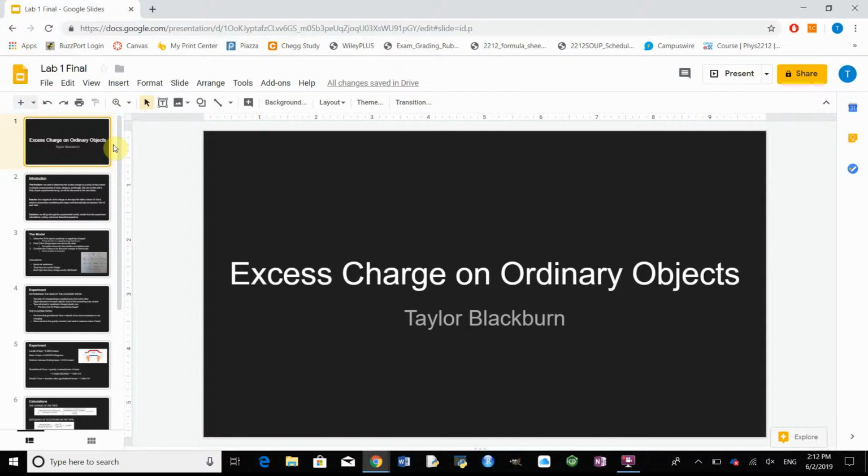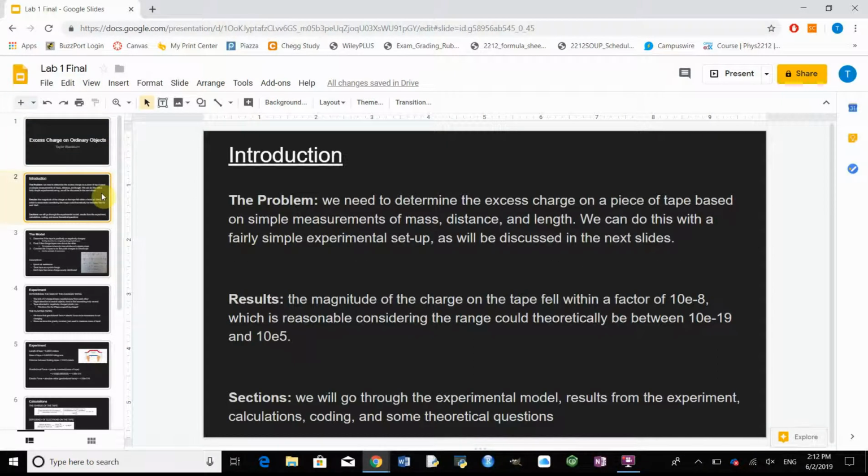This is the excess charge on ordinary objects lab, and the problem we had to solve in this lab is we need to determine the excess charge on a piece of tape based on simple measurements of mass, distance, and length. We can do this with a fairly simple experimental setup, as will be discussed in the next few slides.